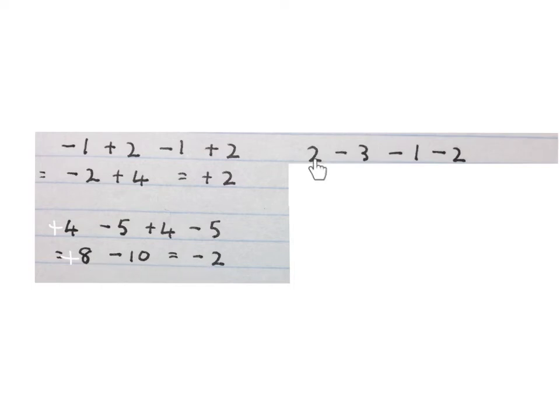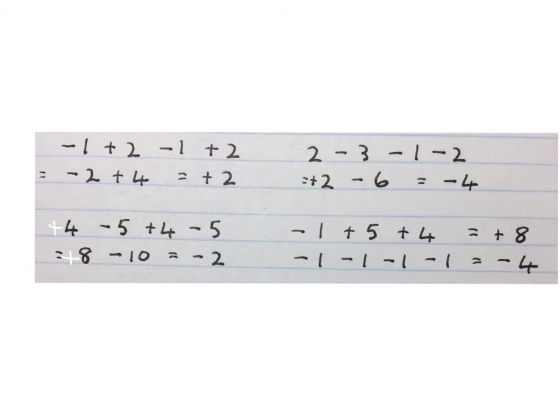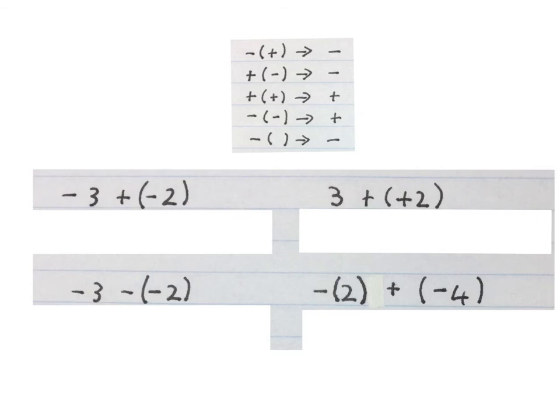Here we have plus 2, minus 3, minus 1, minus 2. One possible way is we write the plus 2 and we add all the negatives together. So we have 2 and we owe 6 in total. Final answer, minus 4. Please stop the video and see if you are happy with these two answers of the next two sums.